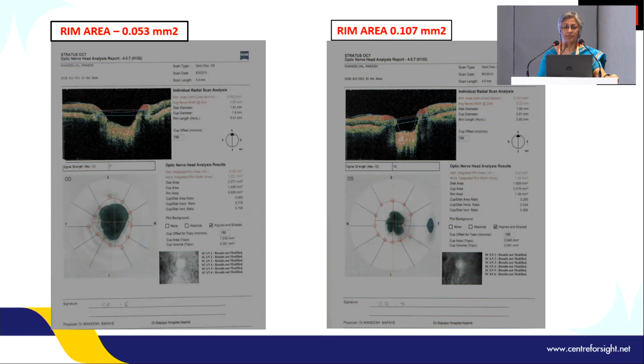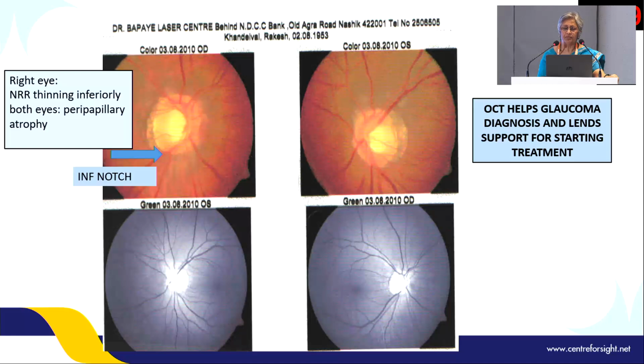Some further information. Have a look at the rim area, right eye and left eye. It is the rim area which is so important, the NRR which we talk about. In the right eye it is only 0.53 millimeters square, whereas the rim area in the left eye is much more, almost double. Therefore, telling us definitely that this patient's rim area is less in the right eye. Again, confirmatory, we have a look at the optic nerve pictures, and we find that there is an inferior notch in the right eye in comparison to the left eye. So what does OCT help us do? It helps the glaucoma specialist for diagnosing. It also lends support to us to start our treatment.